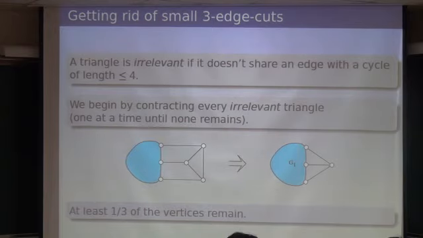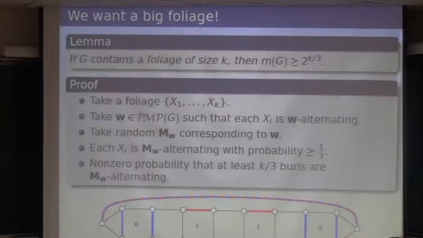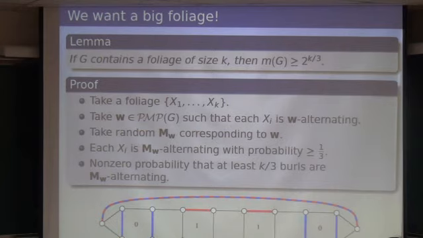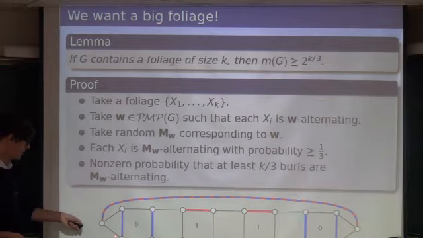So instead, we just contract irrelevant triangles. An irrelevant triangle is a triangle that doesn't share an edge with a C4 or a triangle or a digon. So in this graph, you can see that this triangle is actually relevant. And the nice thing about relevant triangles is that they turn into twigs. Here, the twig is going to be this triangle together with the C4 that it shares an edge with. And so these 5 vertices are going to form a twig.